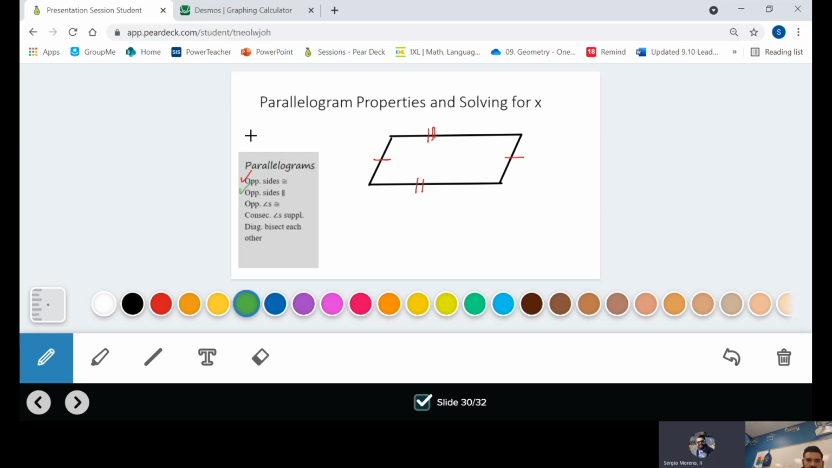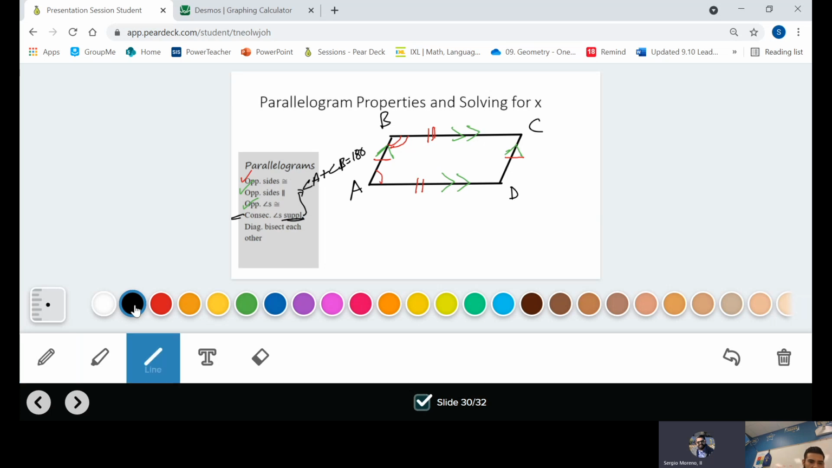Opposite sides are parallel. So this side is opposite this side, they are parallel. And the top side is opposite the bottom side, so those are also parallel. Realize that consecutive angles are supplementary. That means that if I take this angle and this angle up here and add them up, let's say this is A, and this is B, and this is C, and this is D. If I take angle A plus B, what this is saying is that angle A plus angle B equals 180. That's what supplementary means, that two angles add up to 180 degrees.